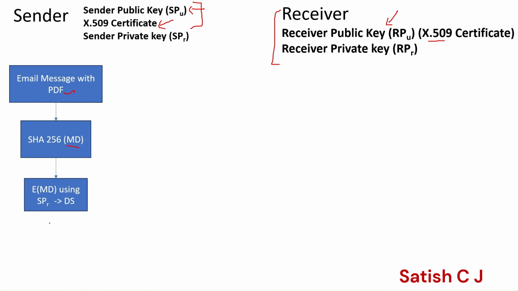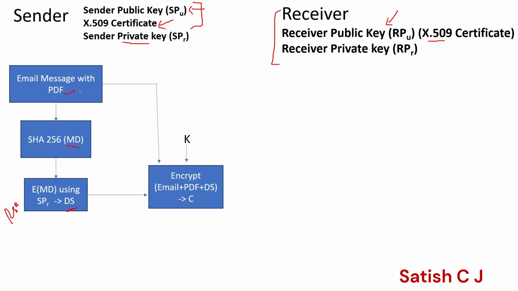So we are using RSA encryption here. We are taking the sender's private key and we are signing the message digest. Actually, we are using RSA encryption here. We say we are signing the message digest to create the digital signature. So the sender's private key is used for this, and we take the email message with the PDF, and we take the digital signature. All these three components we encrypt, say we are using symmetric key encryption.